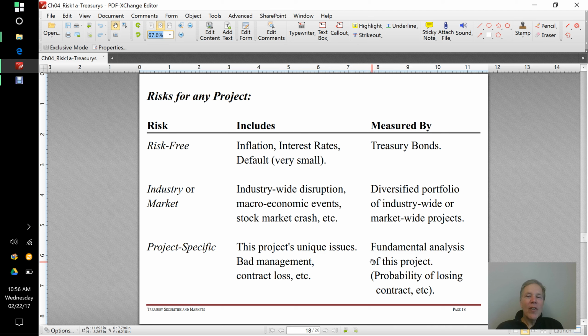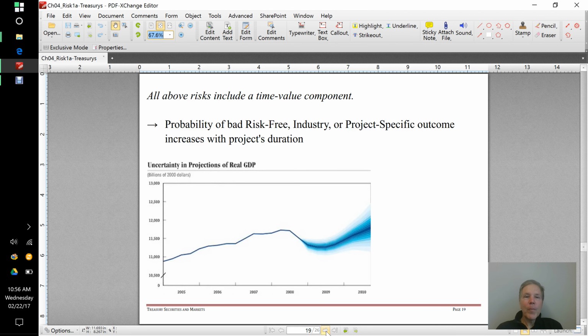How are we going to measure this? No way around it except a fundamental analysis of this project, and we'll learn how to do that in the next several chapters. We'll have to do things like saying if we have a company with only 4 contracts, what's the probability they're going to lose one, what's the probability they're going to lose 2, etc., etc.